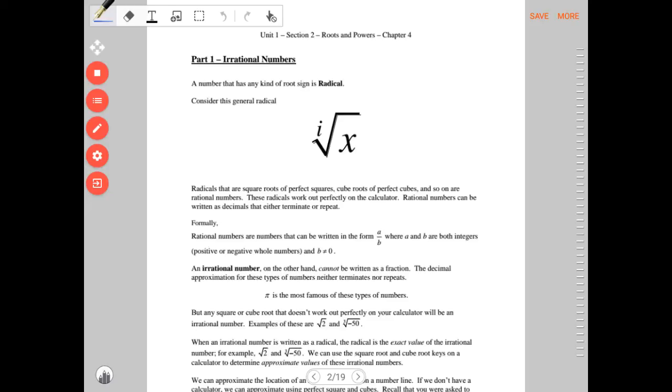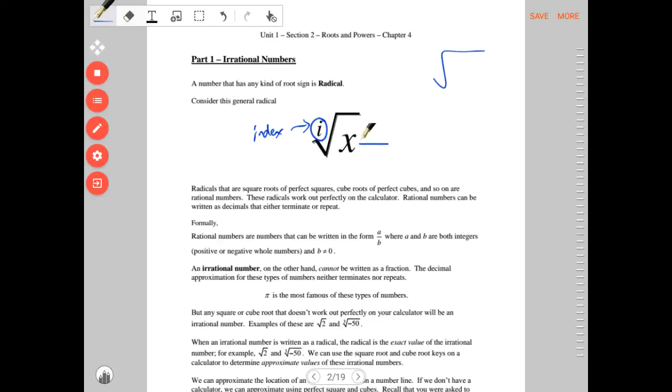Part 1, irrational numbers. Okay, a number that has any kind of root sign is called a radical. Okay, so consider this general radical. Here the i, that's called the index. That's the number that's up top here. We see it in cube roots and fourth roots. Recall that square roots are so common that we don't actually put the 2. If you just see the square root symbol, it's assumed that the index is a 2.